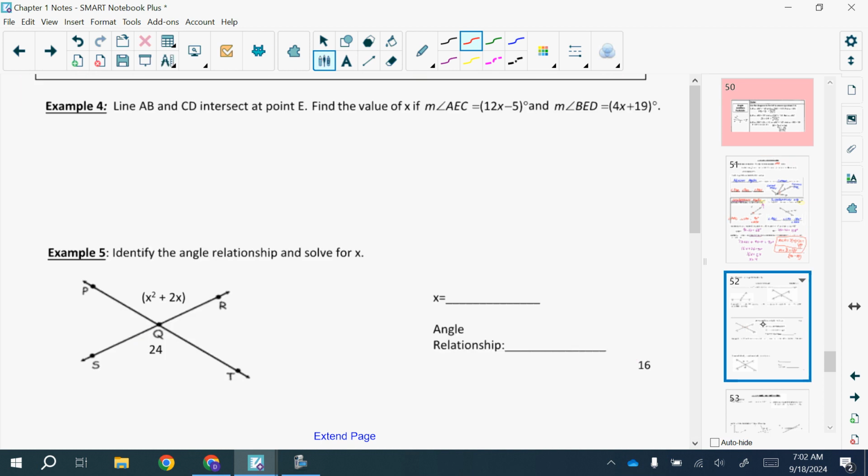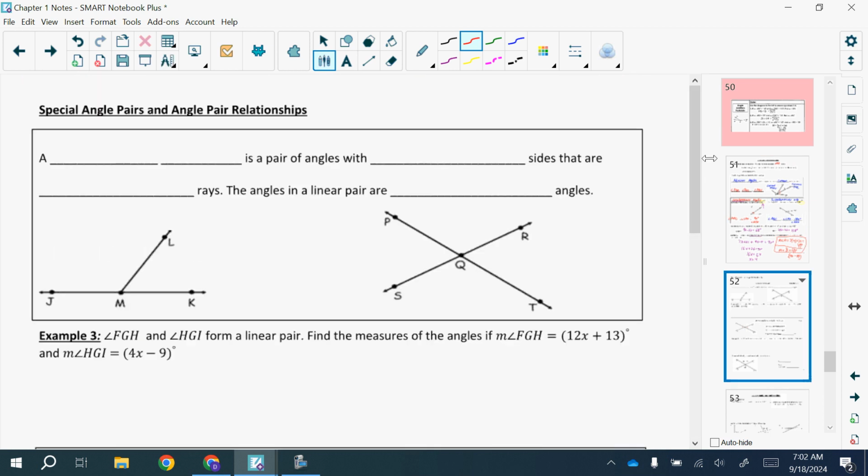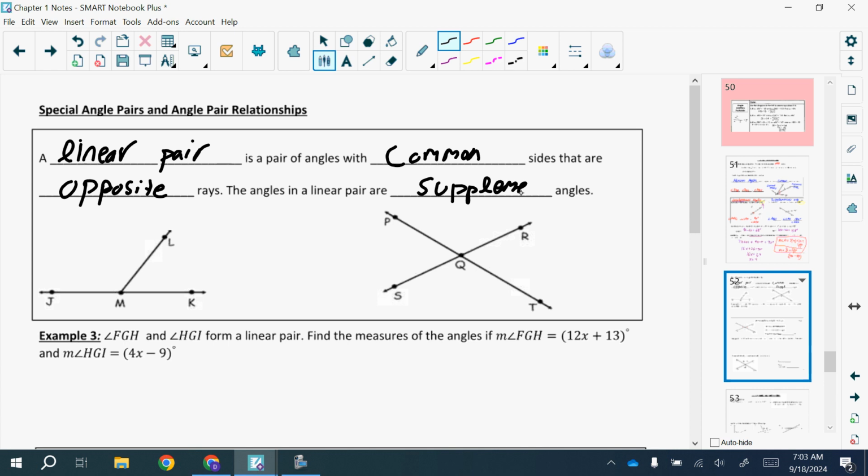Okay, let's go on to the next. So for the next part, we have another special name. We have a linear pair. It's a pair of angles with common sides that are opposite rays. The angles in a linear pair are supplementary angles.